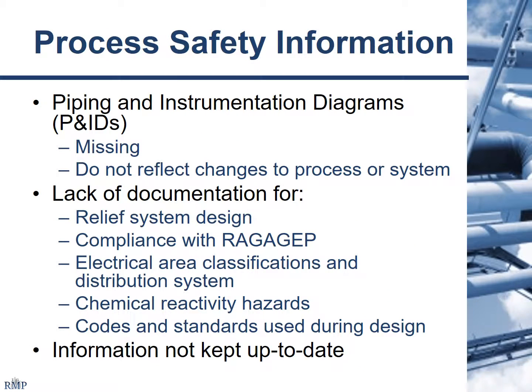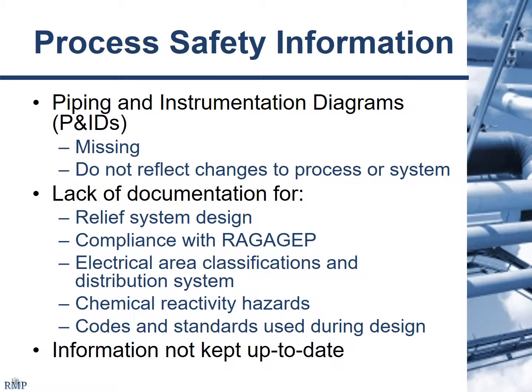For process safety information, piping and instrumentation diagrams have to be updated. There's a lot of times where those will not reflect changes that have been made from MOC processes. They won't reflect changes, even going 10 years back. So always verify that these are updated. Updated P&IDs are required for the PHA as well, so it carries over into other elements.